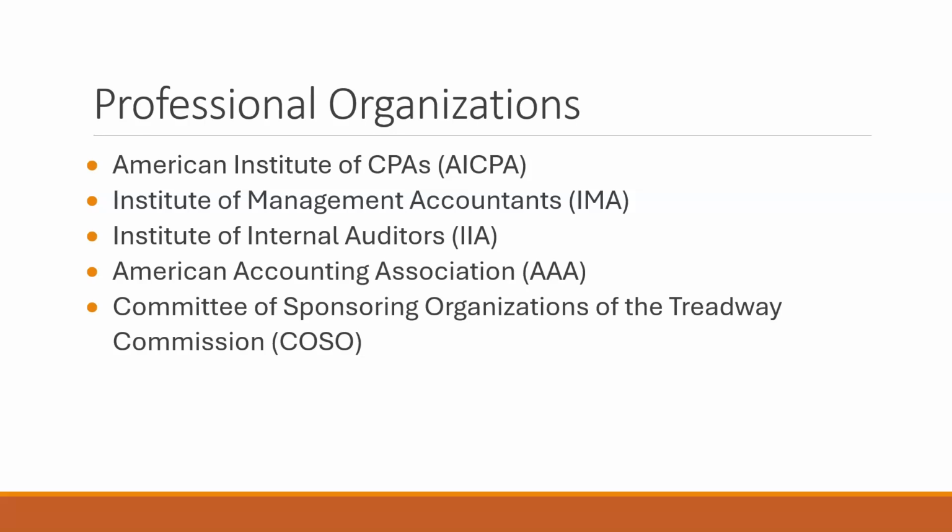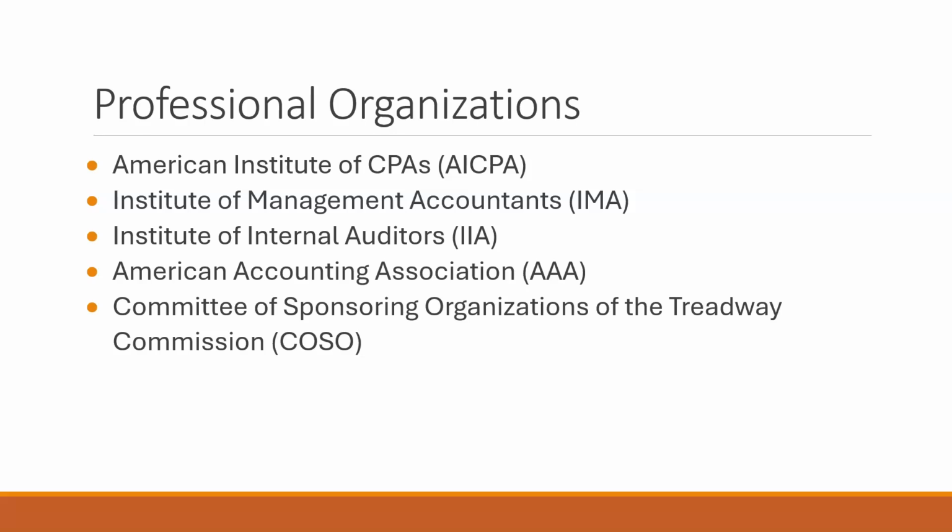Every single type of accounting specialty has its own organization. For example, one that I don't see up here is the AGA, which is the American Government or Government Accounting Association. So that's another one. So we have the AICPA, which is the American Institute of CPAs.